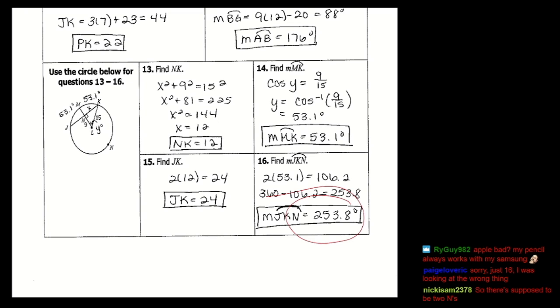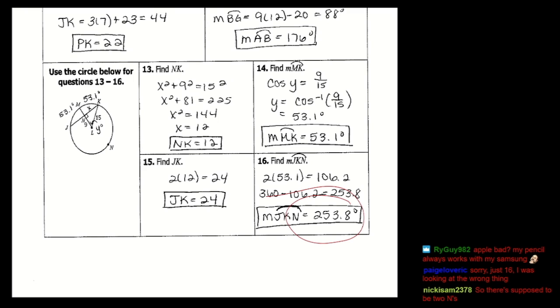It looks like my video froze. I'll get that up in a bit, but so there's supposed to be two ends. I don't think there's supposed to be two ends, but I think that's kind of what is going on.